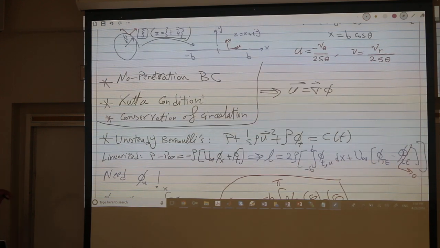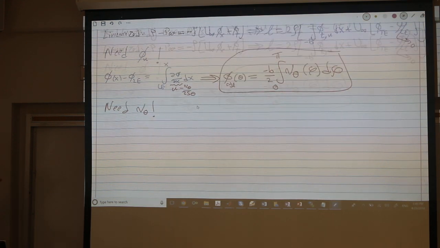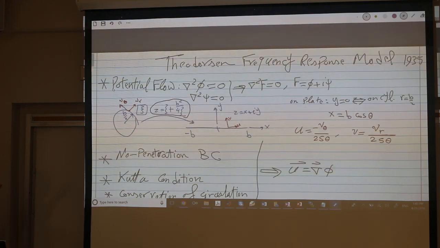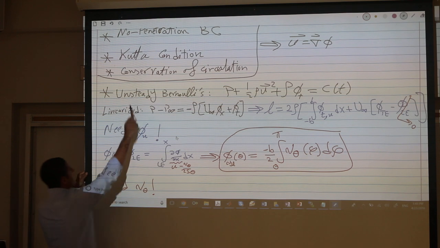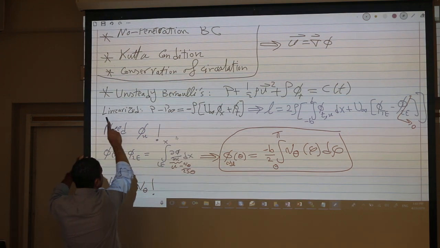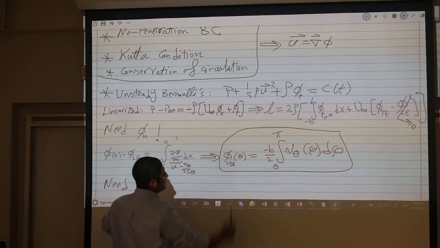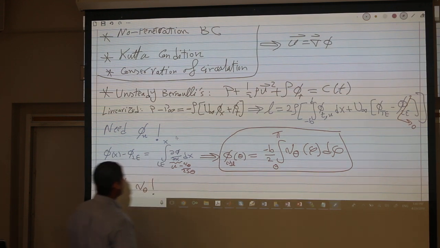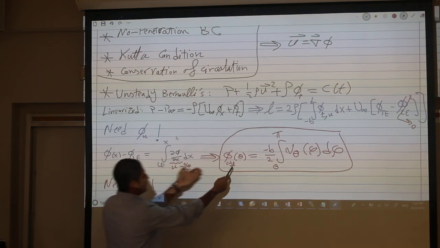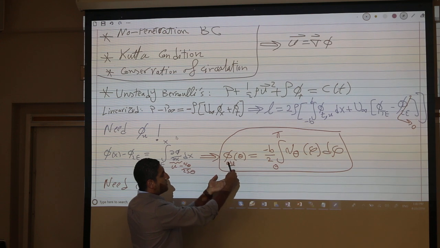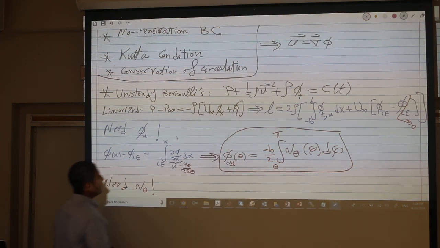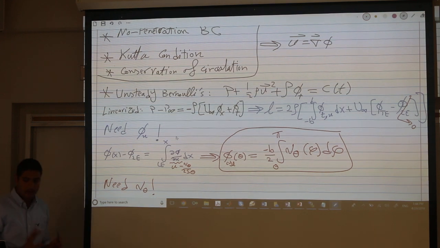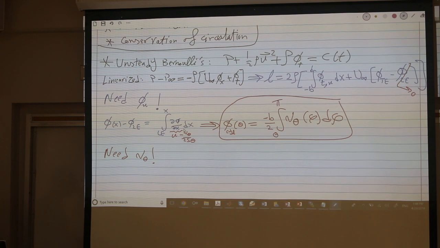Anything so far is very general. We did not specify anything. Starting from potential flow, we did not specify anything. These are all generic relations. Unsteady Bernoulli is generic. We just linearized about the U infinity solution. This is a very general relation of phi on the cylinder in terms of v theta, the tangential velocity. Now we're going to specify a little bit, in particular to Theodorsen's problem.